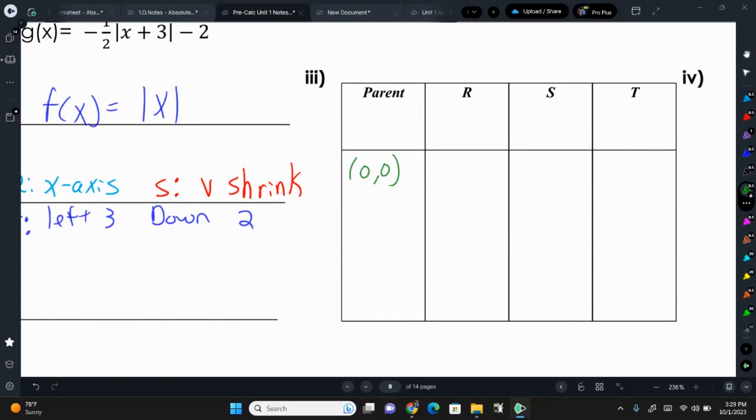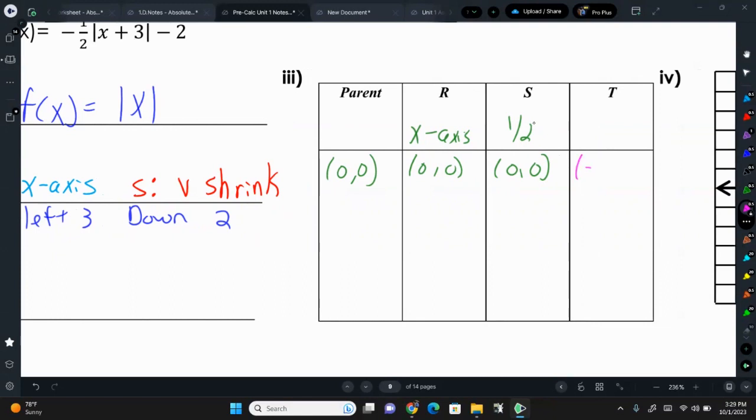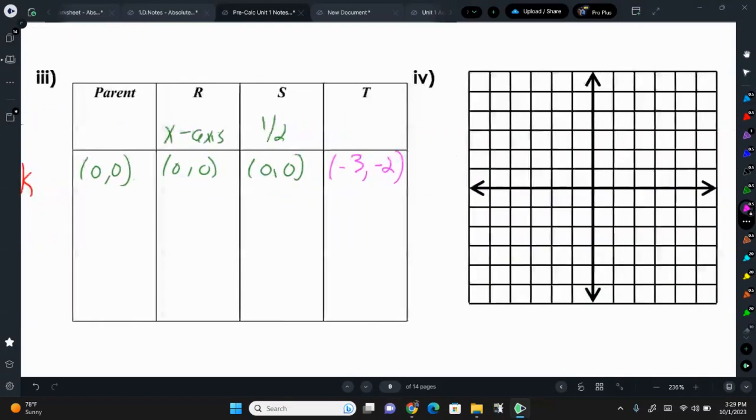So 0, 0. And this is why I'm saying you may not necessarily need this table every time. We have the x-axis, we have 1/2. So 0, 0. And then our translation was left 3 and down 2. So our point at 0, 0 is going to go down to negative 3, negative 2. So 1, 2, 3, 1, 2. And since we're doing a rough sketch, we're not looking for perfection, we're just looking at an idea of what this function is doing.